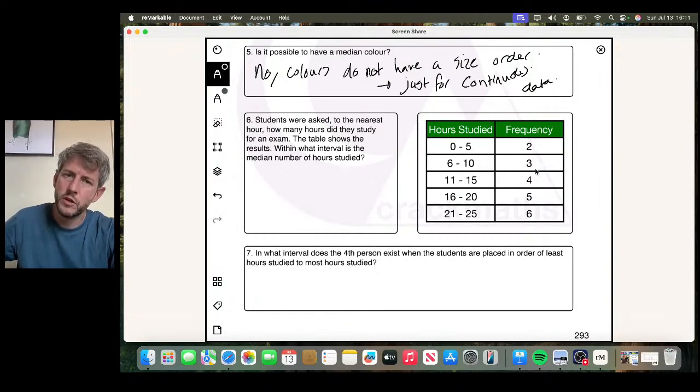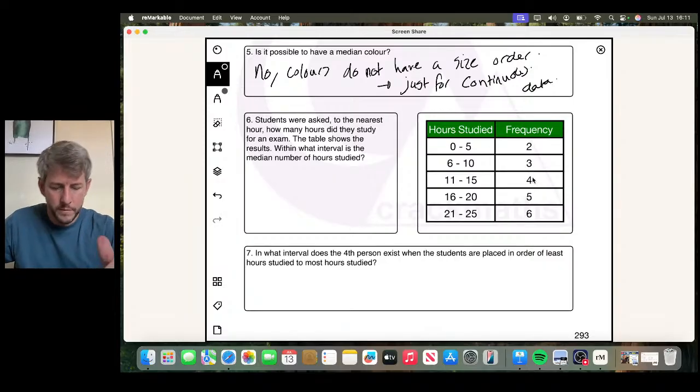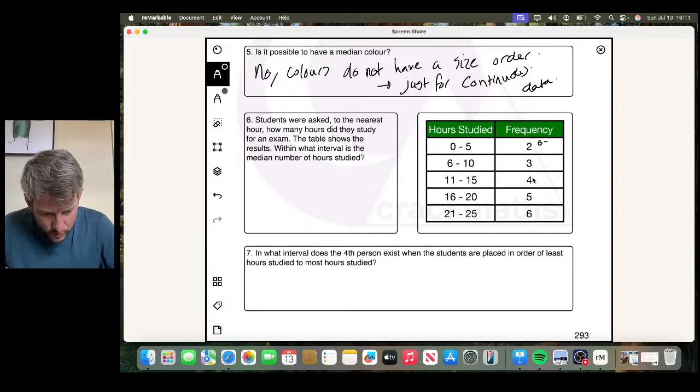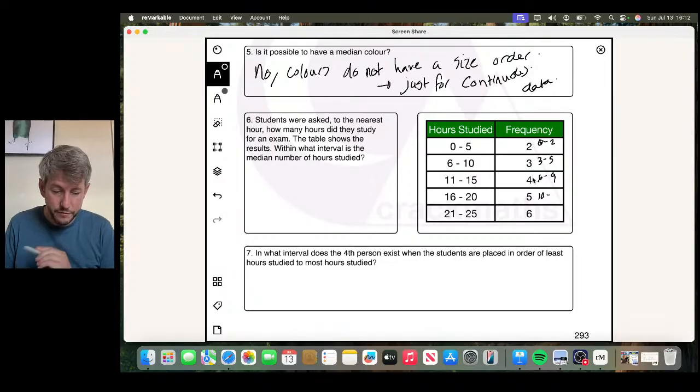So we've got 2, 5. I'm just going to write here. So this is person 0. This is person 0 to 2. This is person 3, 4, and 5. This is person 6, 7, 8, 9. This is person 10, 11, 12, 13, 14. And this is person 15 to 20. Right, so we've got 20 people here.